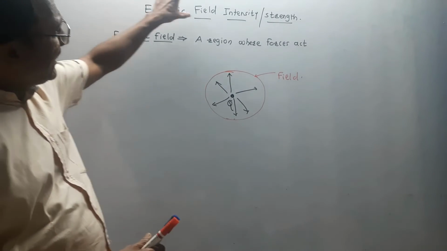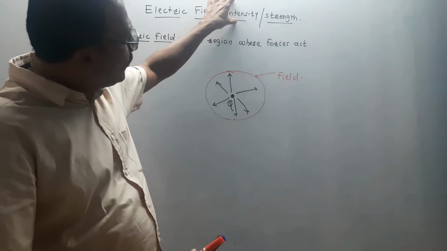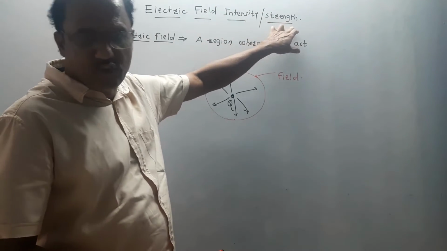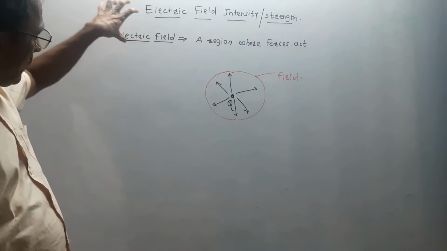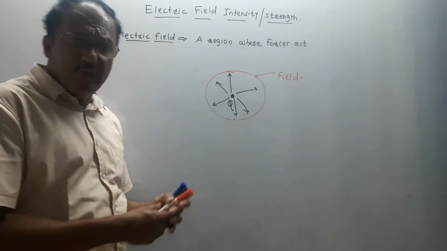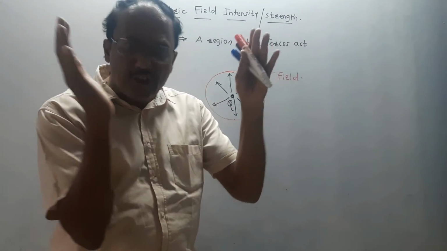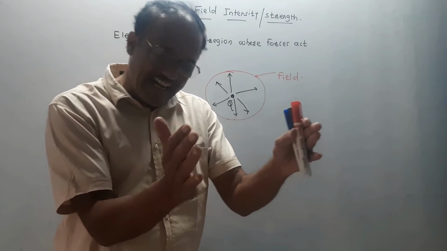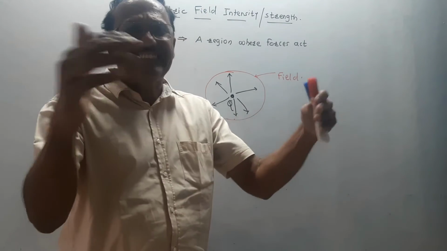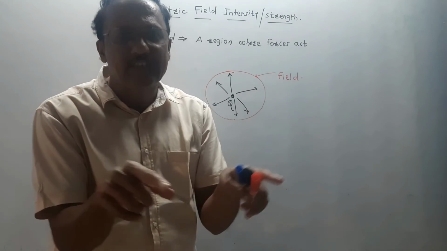Next part is electric field intensity. It is also known as electric field strength. So, intensity or strength. We have just now discussed the concept of electric field. What I said, in case of a hot body, even if you are not touching the hot body, if you just stand near to the hot body, you can sense the heat waves. That is called a field.